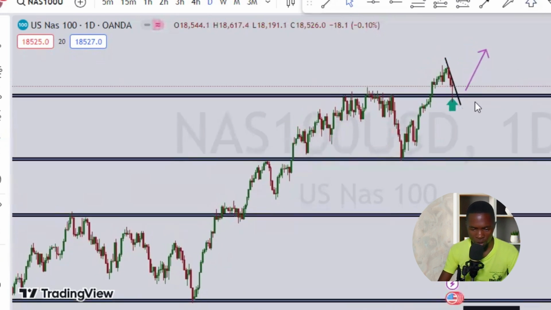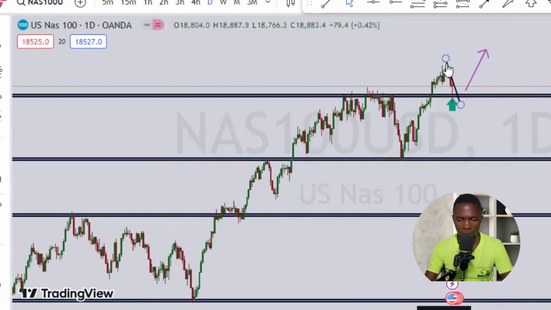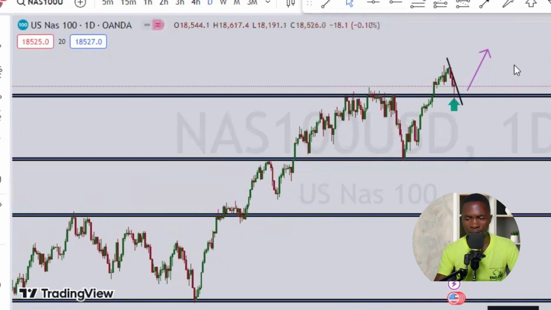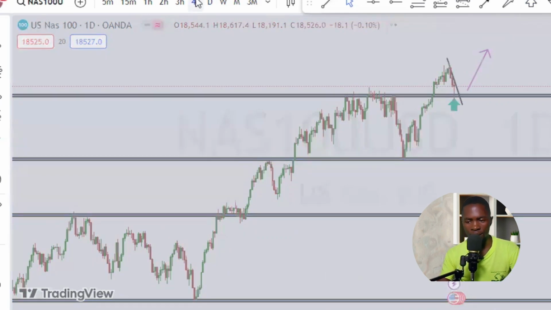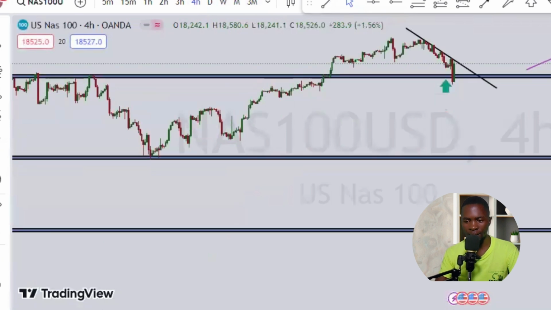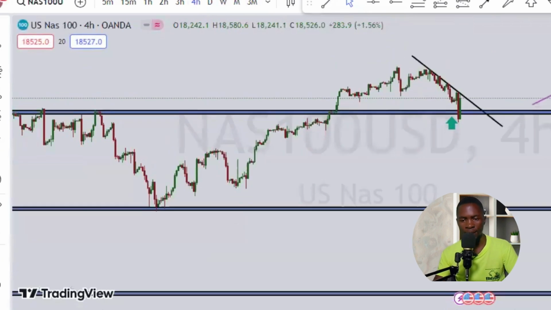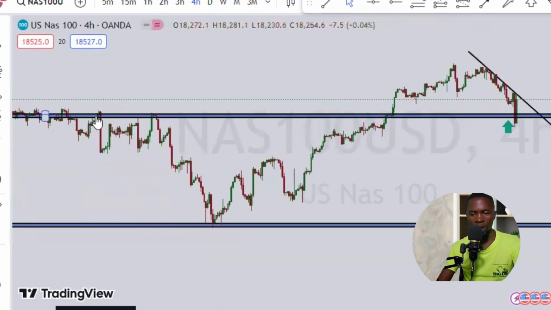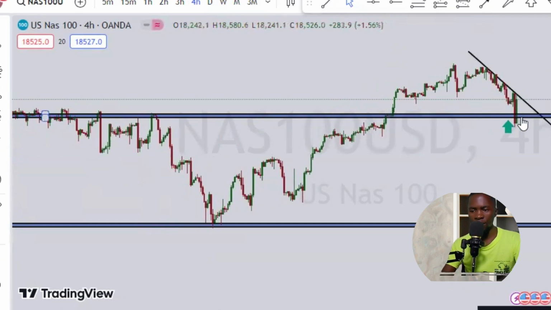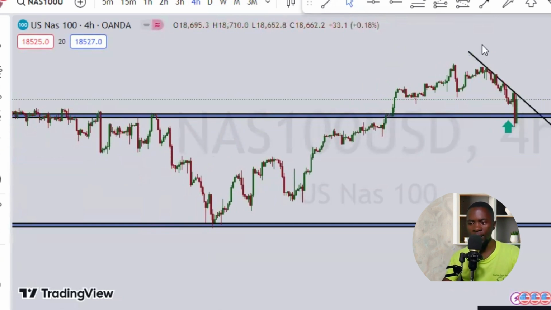You can see the market has formed another resistance zone. The market broke the resistance and came to form a support. Now on the 4-hour time frame, where I do my entries, you can see very clearly that this was a resistance, but now it is becoming a support. That is the first confluence.